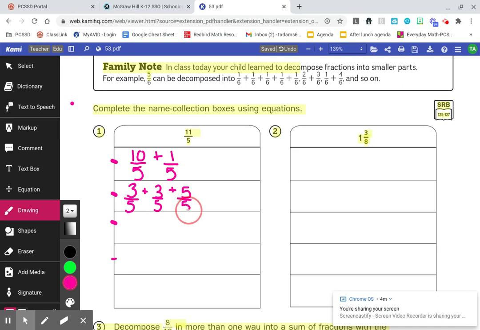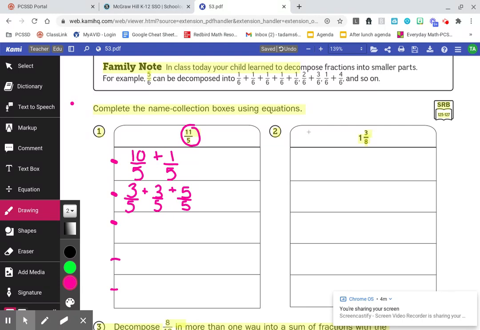Okay, so I want you to put these 2 examples on your paper and then come up with 2 examples of your own, at least 2. If you're feeling brave and smart like I know you are, come up with 3. Show me 3 different ways to decompose 11/5. We're decomposing, breaking apart 11/5. Changing the numerator, the denominator stays the same.